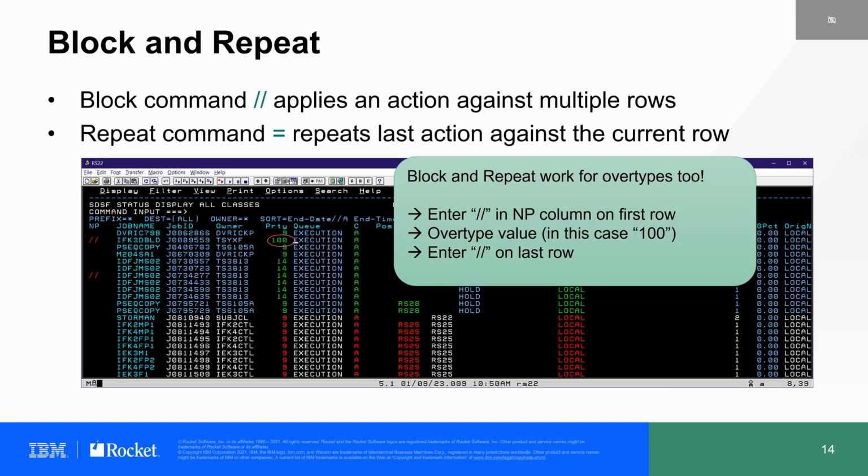So in this trivial example here, I've overtyped the priority for some weird reason on this job here, and I want to apply it to the next 5 rows as well. So I'll do a double slash on the first one, type 100 on the overtype of the field, and then I just have to do a double slash on the last one, and that will take that number and apply it to every single row in between. So I don't have to keep on typing 100 on every single overtype field.